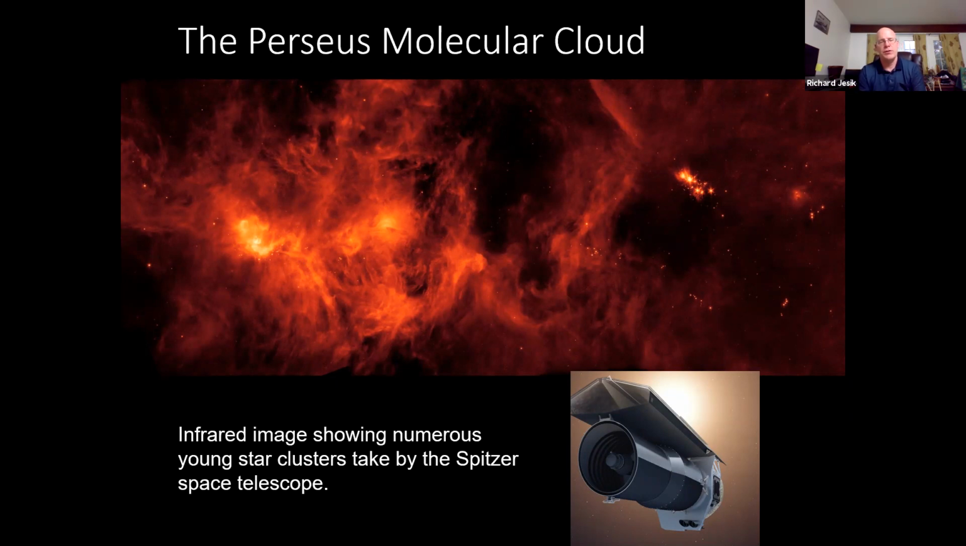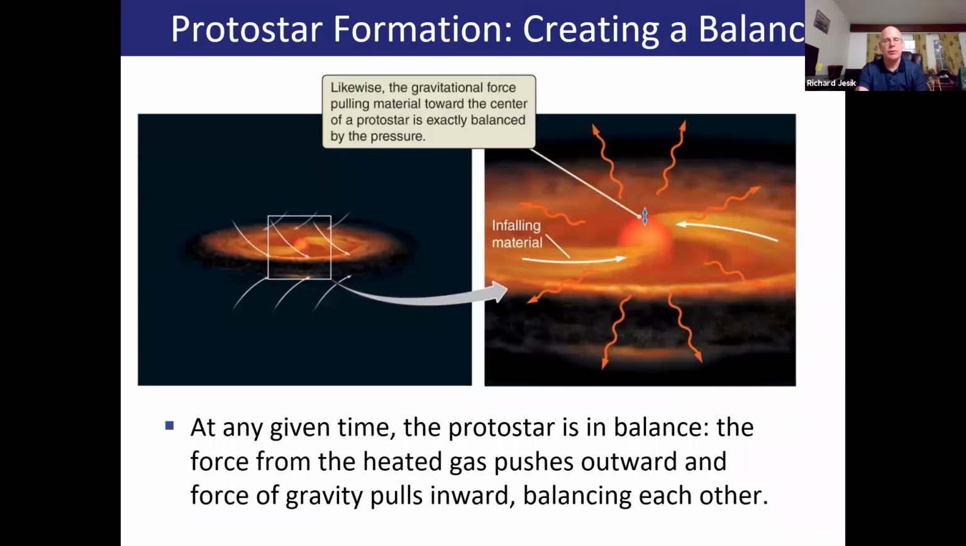Again, looks very much like our simulation. This was taken by the Spitzer Space Telescope, which sadly ran out of juice, but was our best infrared telescope. It's going to be replaced by the James Webb, hopefully in the next year or two.